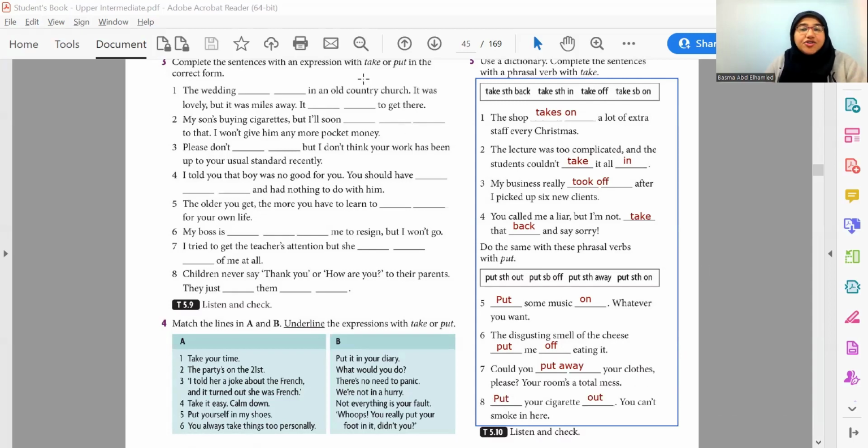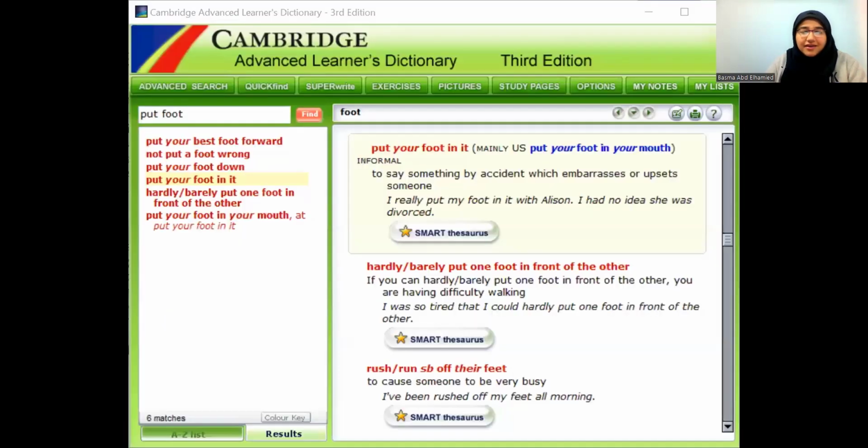All right, so let's try to check the dictionary together for some of these phrasal verbs and see if we can find some of them in the dictionary just to make sure that we can remember them better. Okay, so here is the dictionary. Let's take the first one we had in the book, which is to take back, to take something back.